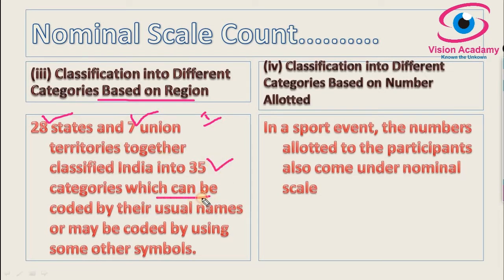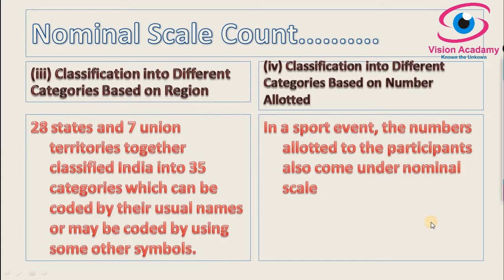For these categories, you can assign just numbers or alphabets or whatever symbol as per your wish. But it must be decoded by you. Consider sports. In cricket, maybe Tendulkar is named as one, Kohli as something else. Cricket, kabaddi, kho kho, hockey, whatever game you take, in every sports event the number allotted to the participant also comes under the nominal scale, because we have categorized the participant based on the number.